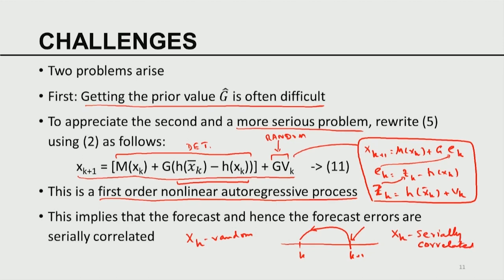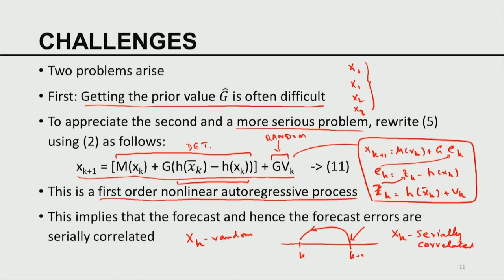Why are they serially correlated? Let us go back now. I have x naught, I have x1. X1 has the effect on x2, x3. X3 depends on x2, x2 depends on x1. X1 is random, x2 is random. Therefore, x1 and x2 are not totally independent. X1 is a realization of the random process, x2 is a realization of the random process, and x2 depends on x1. So there is a serial correlation that is induced.